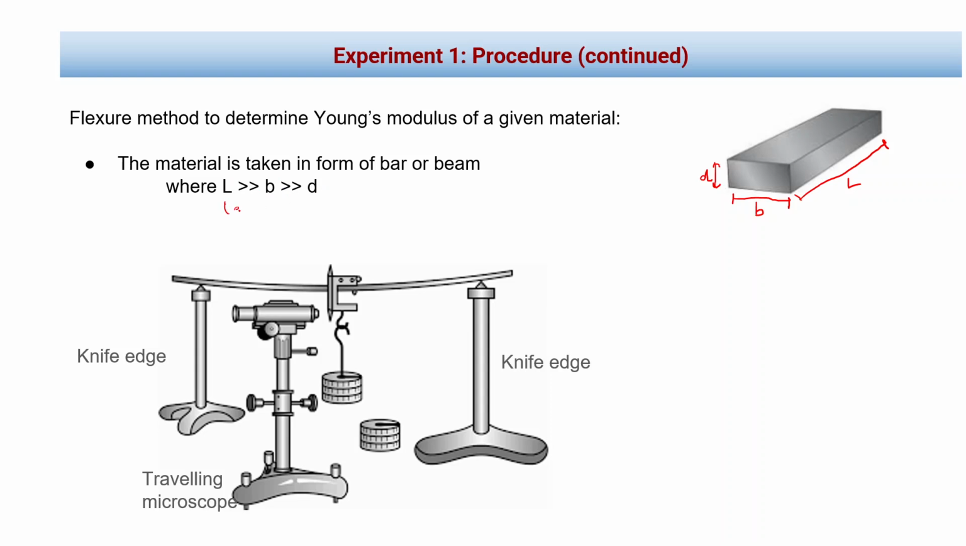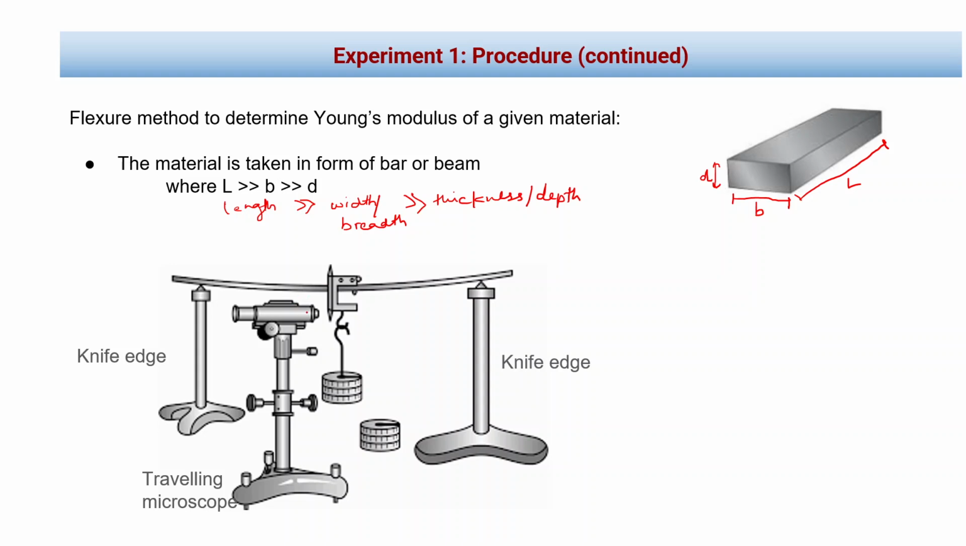So let me just write this clearly. The length of the bar should be greater than the width, which should be greater than the thickness or depth. We can call it anything, thickness or depth, width or breadth. So this is the condition we should keep in mind for the material.